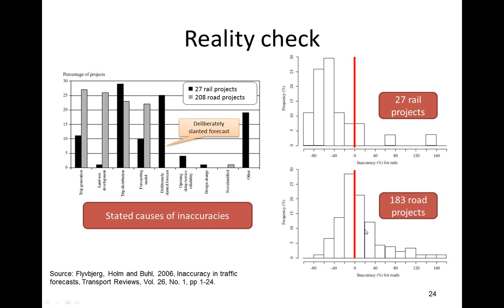But in the case of rail, this is a bit worrying because there's a bias towards optimism, and that is the experience. The reasons can be technical, but the one that I highlight here is that one of the reasons for inaccuracies in forecasts is deliberately slanted forecasts. This is based on a review in 2006, and I can say that based on experience, this is really true.